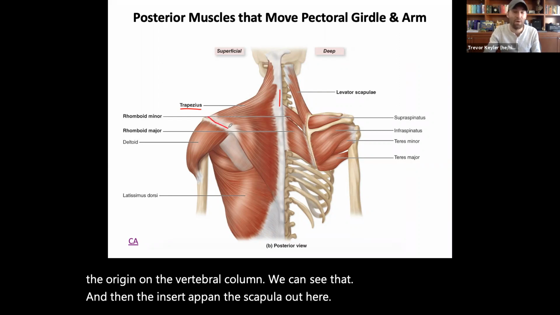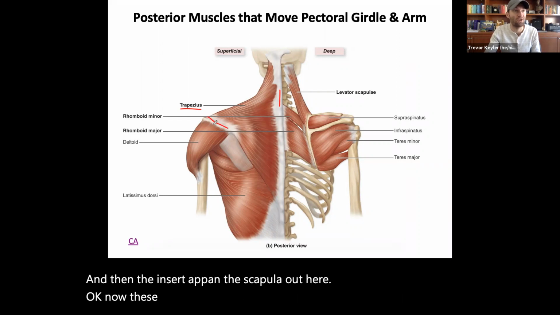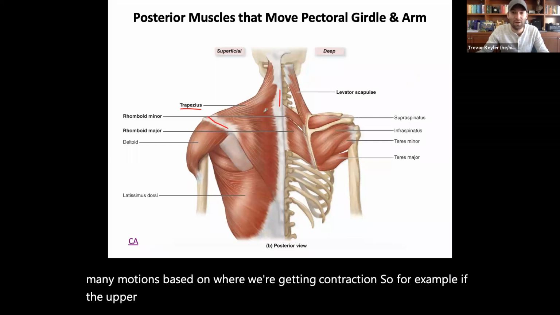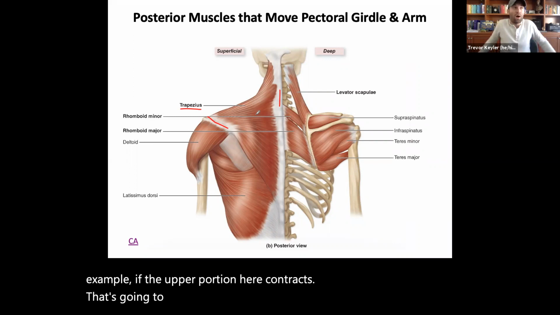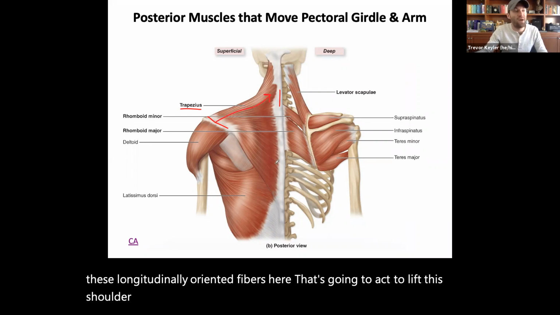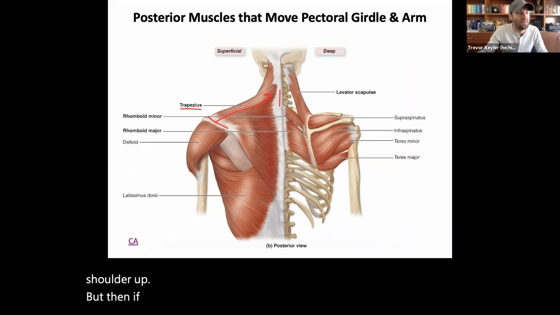Okay. Now, these large muscles, this is a really large muscle, right? They can often do many motions based on where we're getting contraction. So for example, if the upper portion here contracts, that's gonna lift this shoulder up. And you can picture that contraction of these longitudinally oriented fibers here, okay? So that's gonna act to lift this shoulder up. But then if you picture a contraction in this direction, right?